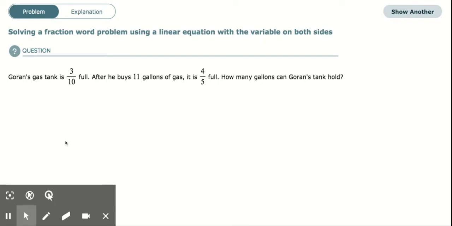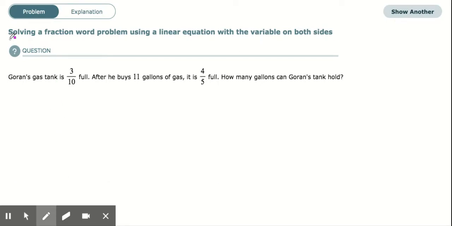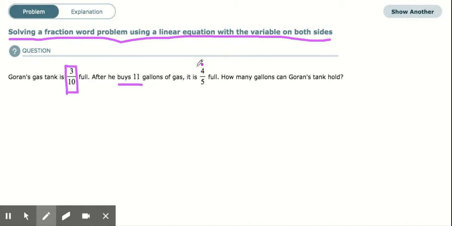This video is going to be on the ALEKS topic, solving a fraction word problem using a linear equation with a variable on both sides. So Goran's gas tank is 3/10 full. So this is your first fraction. After he buys 11 gallons of gas, it is 4/5 full.